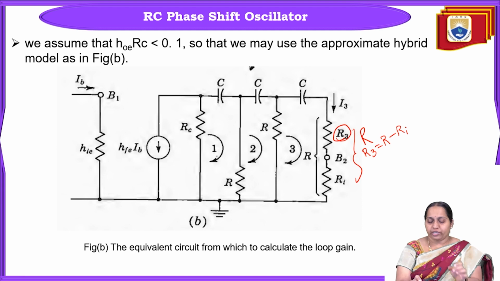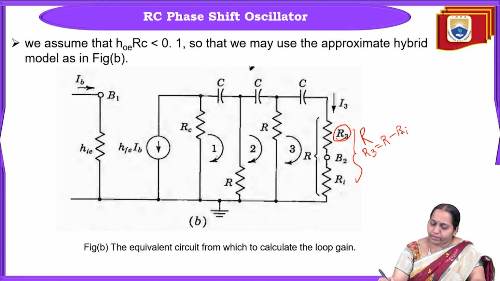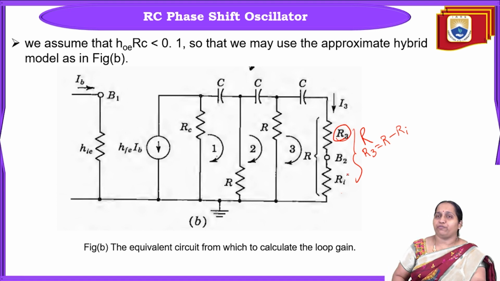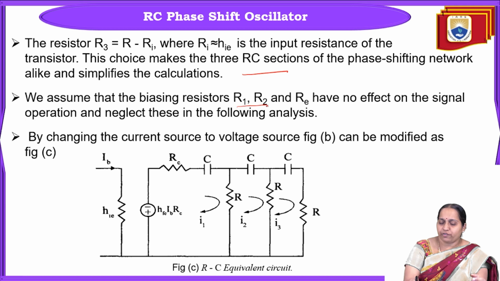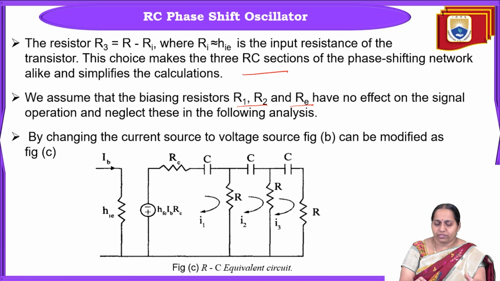So earlier we have CR, CR, and then C, R3 in series with Ri. If R3 equals R minus Ri, then R minus Ri plus Ri will give you R. So we'll have three identical RC sections: RC, RC and RC. And as I told, we assume that the biasing resistors R1, R2 and RE have no effect on the signal operation, so we'll neglect them.